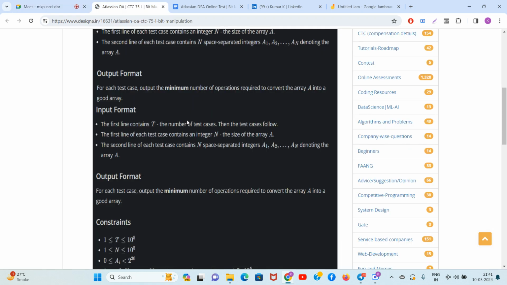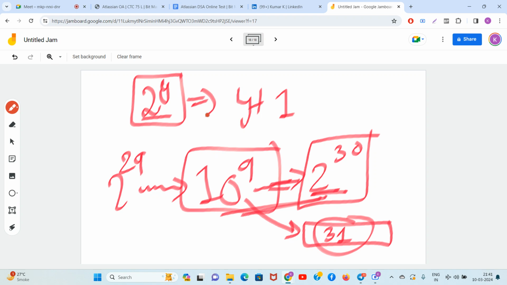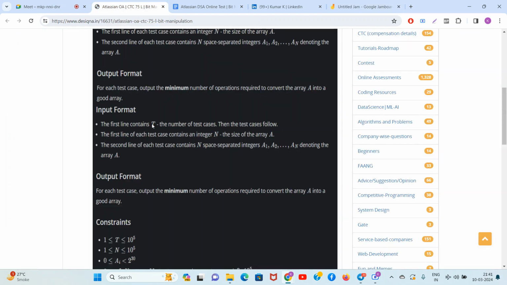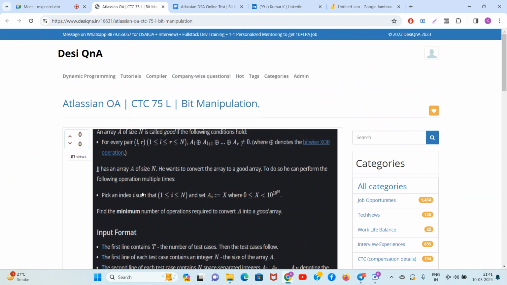But guys, do you know what? ये जो मैंने आपको तीन कंसेप्ट सिखाया ना, 2 raised to y और zor, these concepts are enough to solve this super hard question for 75 lakhs. So just start listening to me.